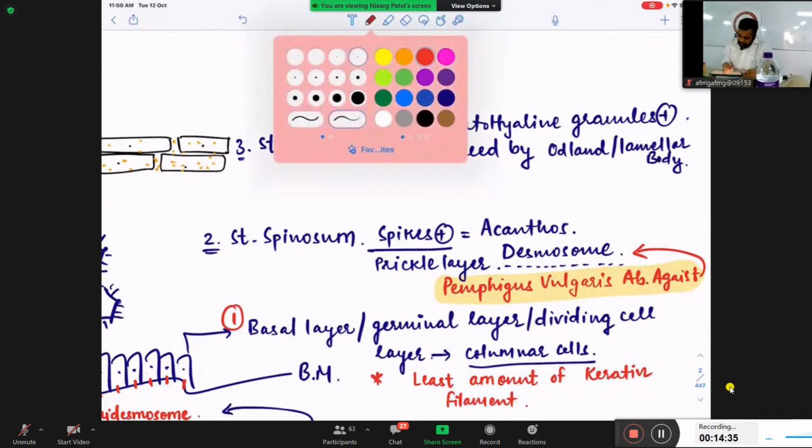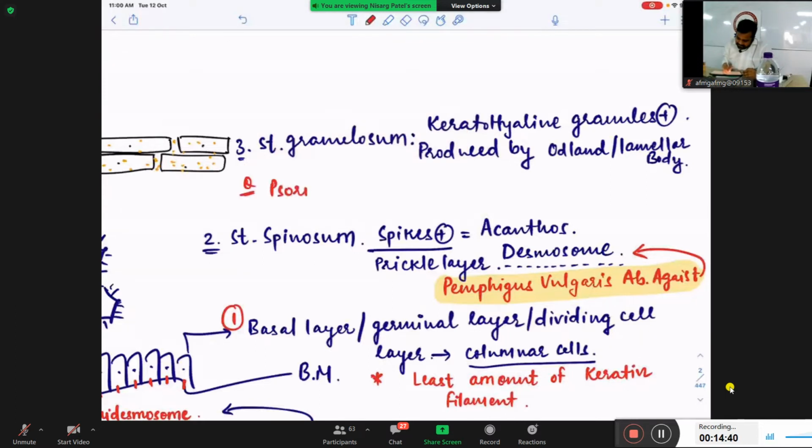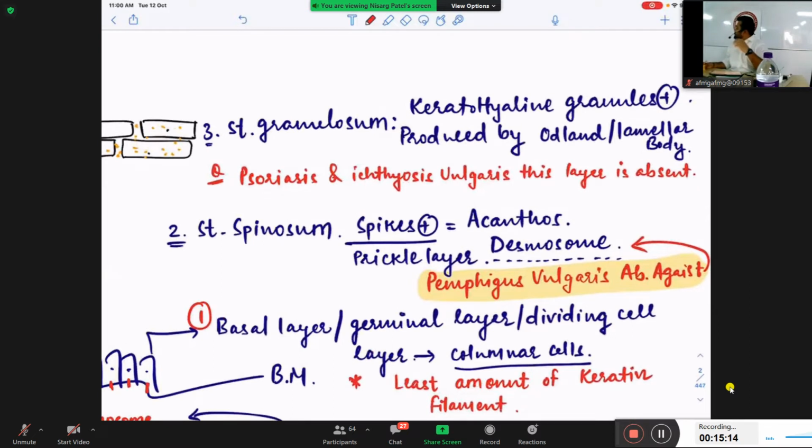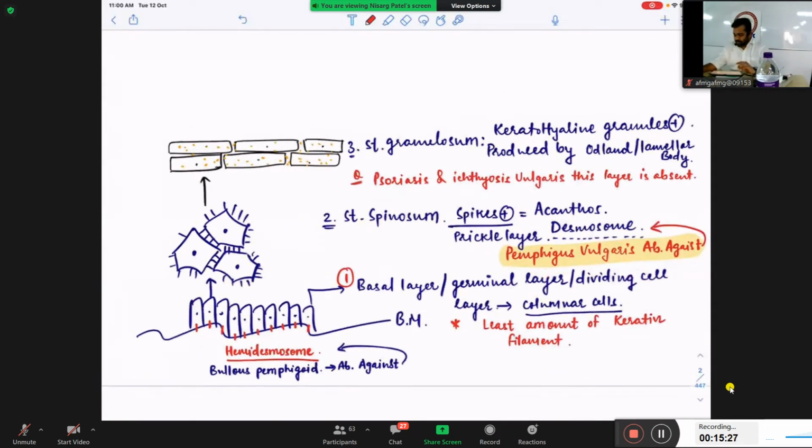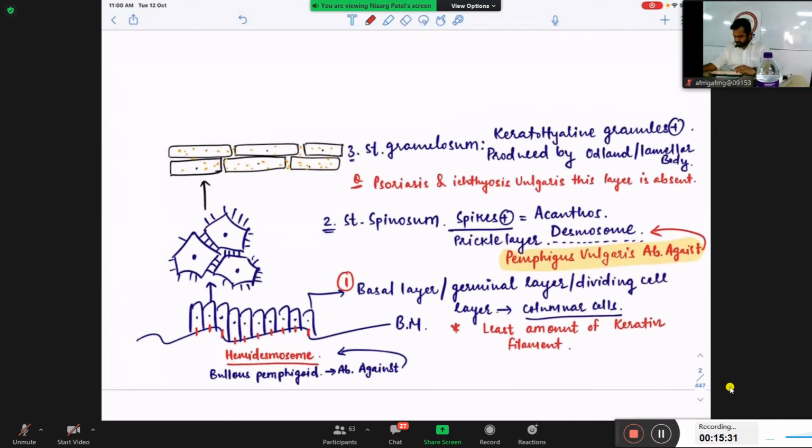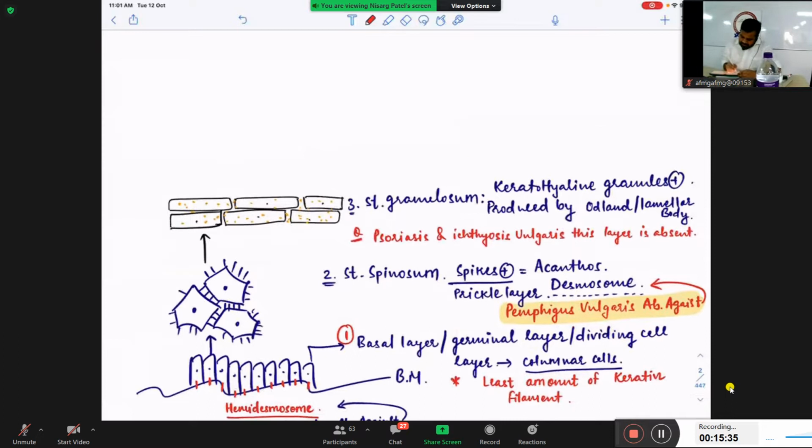Okay, so we will write this MCQ point: in psoriasis and ichthyosis vulgaris, this layer is absent. Okay, this layer.